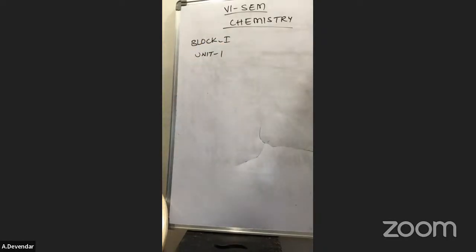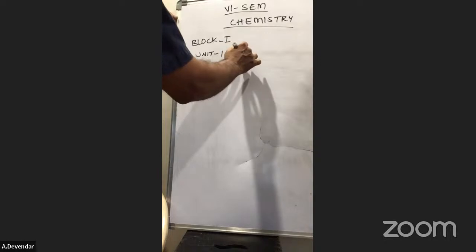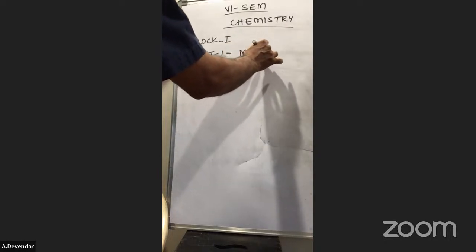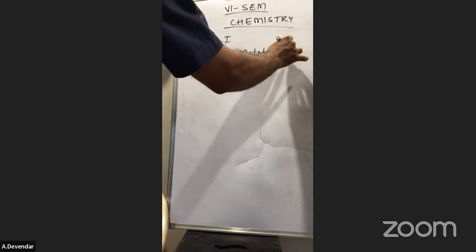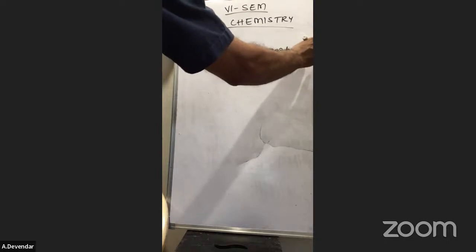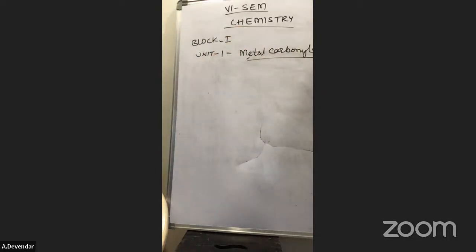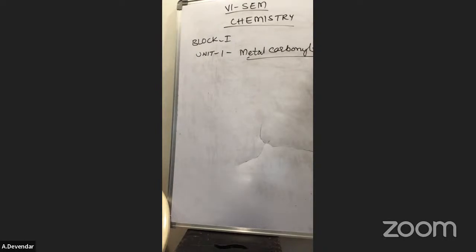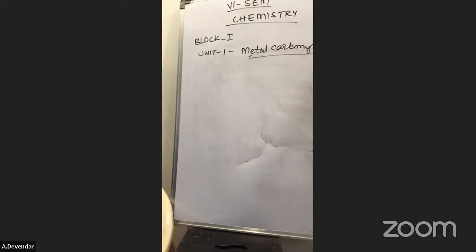So yesterday we started the first unit. In inorganic chemistry, the first unit is metal carbonyls and metal nitrosyls. We are using particularly metal carbonyls. I am refreshing the first unit topic.